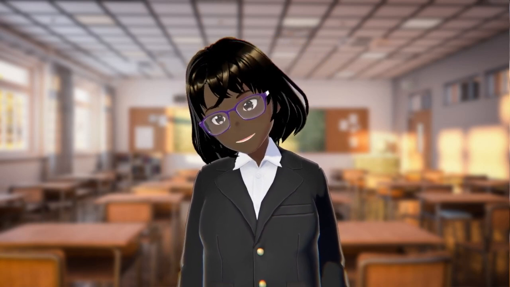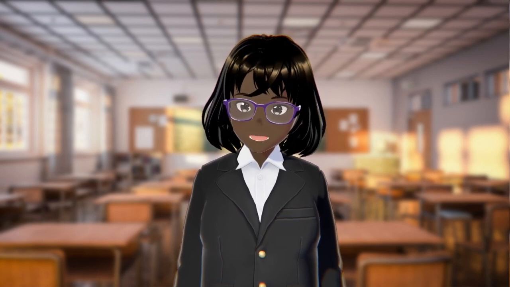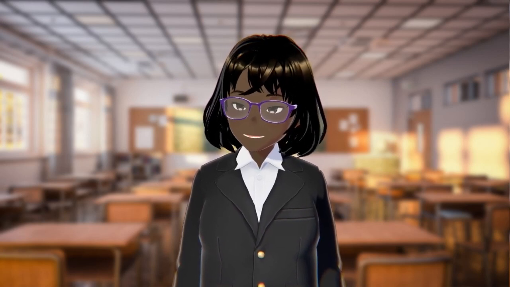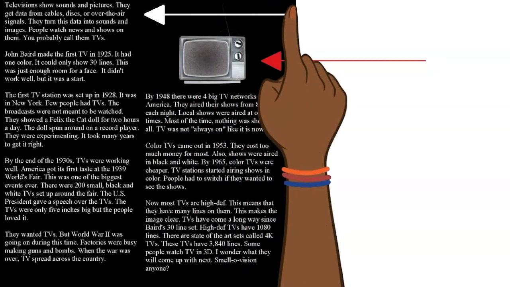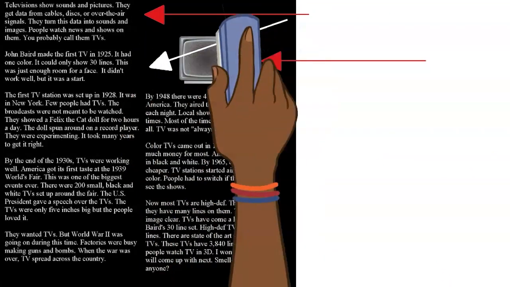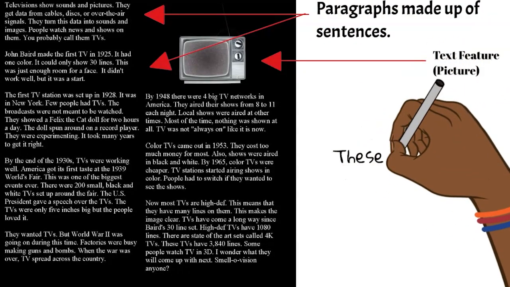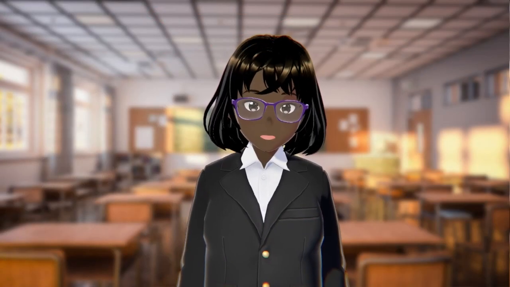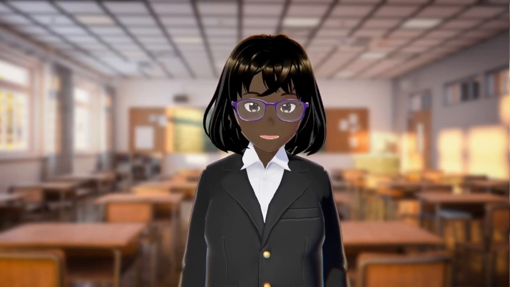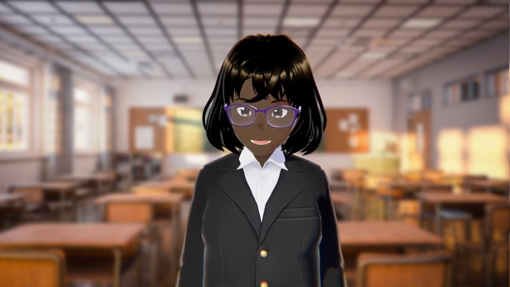So let's look at this example text. It's a nonfiction text that focuses on the history of televisions. So when we look at this text, we see that it is arranged into sections. We see paragraphs. Those paragraphs are made up of sentences. And those sentences are working together in a paragraph to give information. And that paragraph is working with other paragraphs to help develop a big idea. And these sections, once again, work together to create meaning.